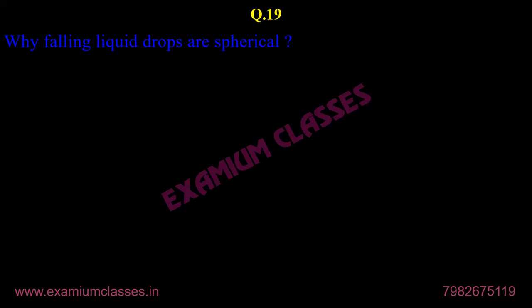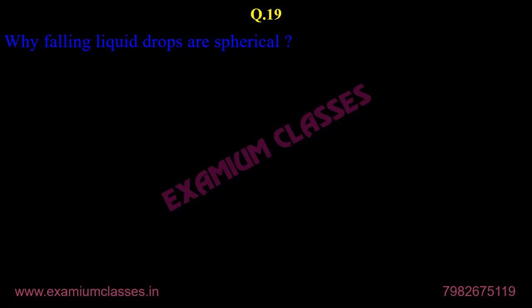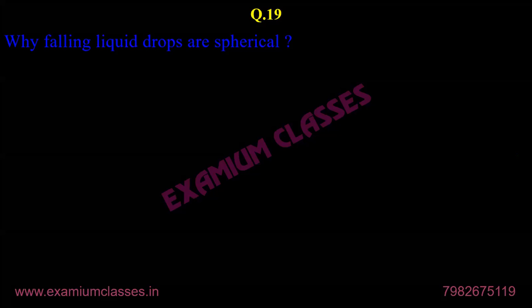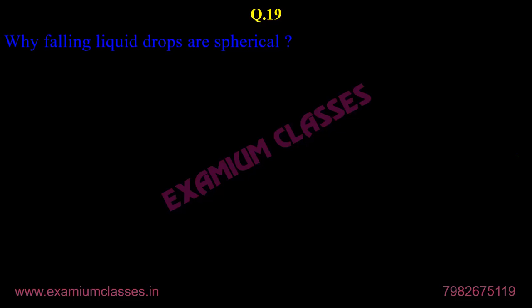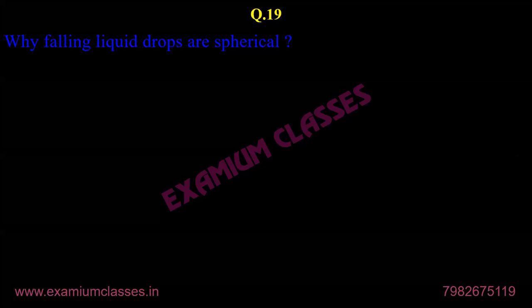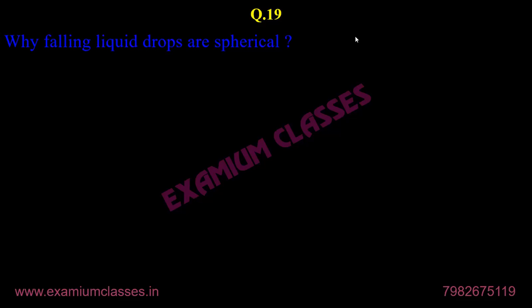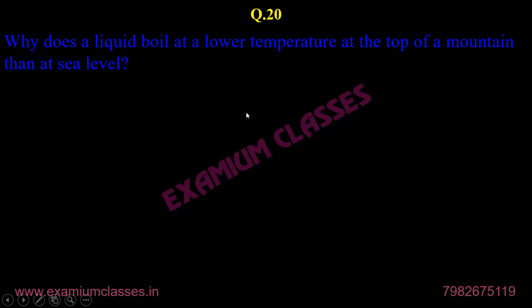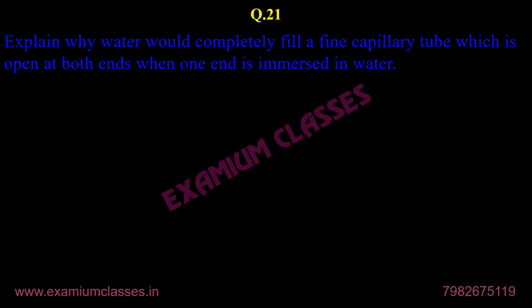Next question. Why falling liquid drops are spherical? Not related to this year, so I'm skipping this one because this is related to surface tension, which is not in syllabus. So the answer is obviously due to surface tension, which Shashwat has already responded. That is not in the syllabus. The question is, why does a liquid boil at a lower temperature at the top of a mountain than at the sea level? We have talked about it, so that's why I'm skipping this one also.